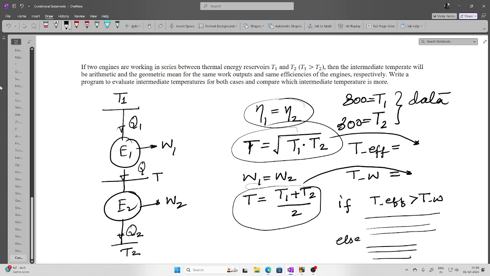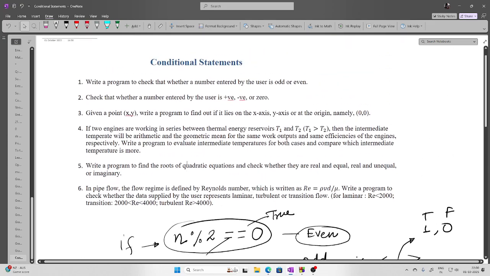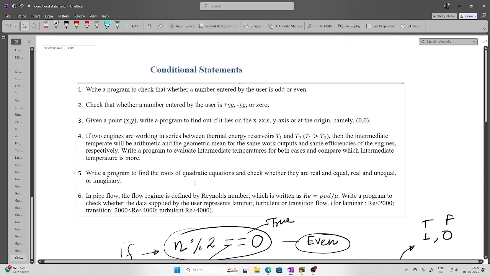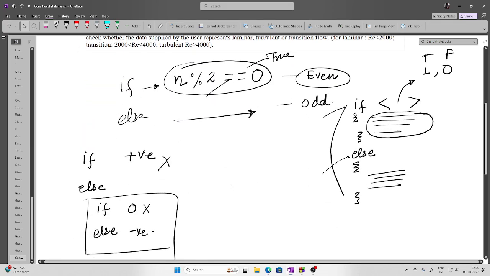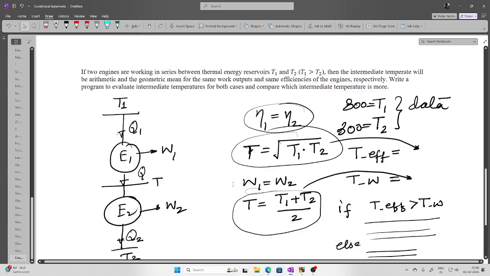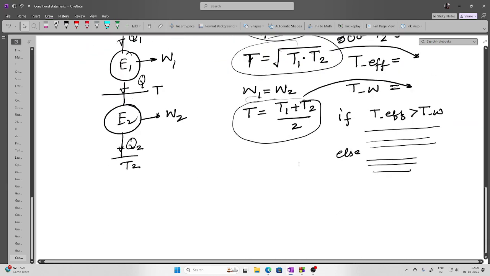Okay, now what else? Write a program roots. Let us write a program to check whether any quadratic equation is having real equal roots or unequal roots or imaginary roots and so on. So now how can we write this problem? Please do try, friends.